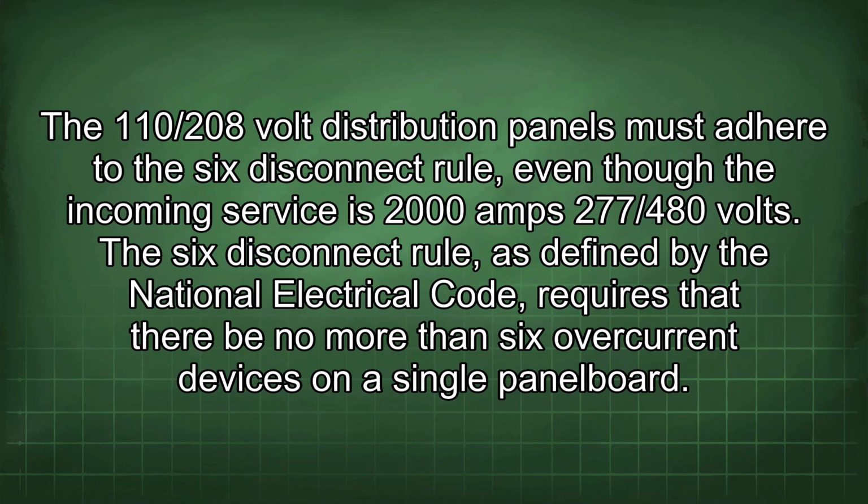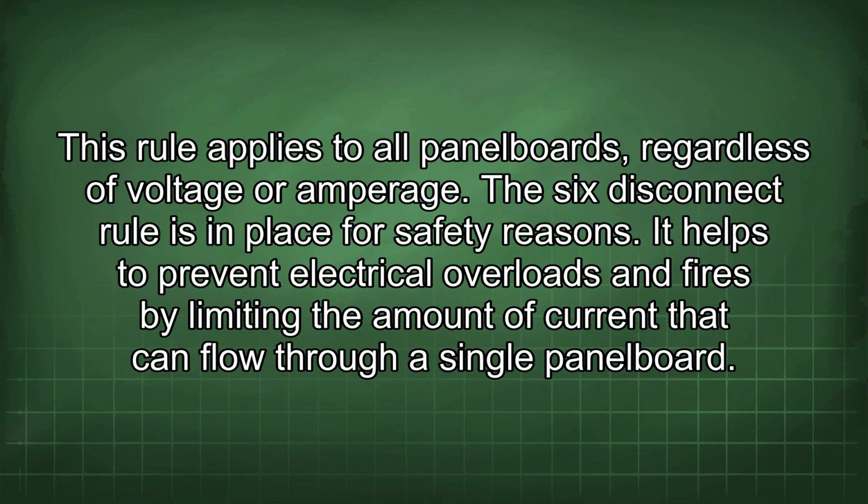110/208 volt distribution panels must adhere to the 6 disconnect rule, even though the incoming service is 277/480 volts. The 6 disconnect rule, as defined by the National Electrical Code, requires that there be no more than 6 overcurrent devices on a single panel board. This rule applies to all panel boards, regardless of voltage or amperage.